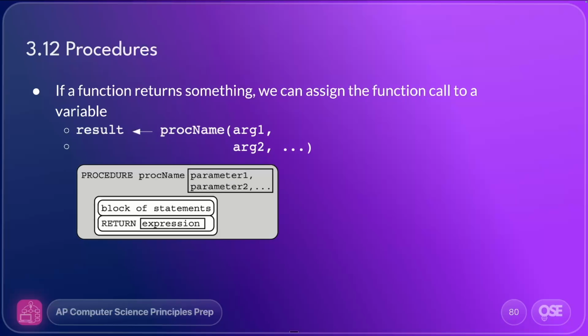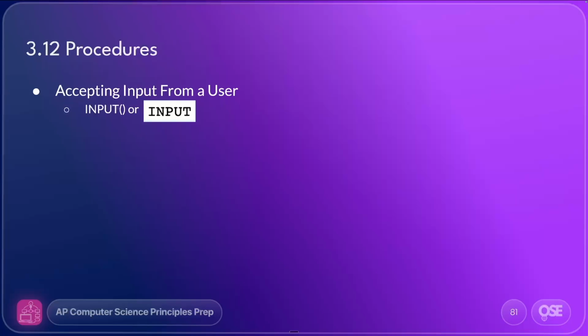These returns that the function does can be assigned to a variable. So for example, if we see a function returns an expression, that basically means this whole function is sort of acting like a variable. So we can assign it to something like result, and the result will be equal to expression. And to accept input from a user, we just use input.